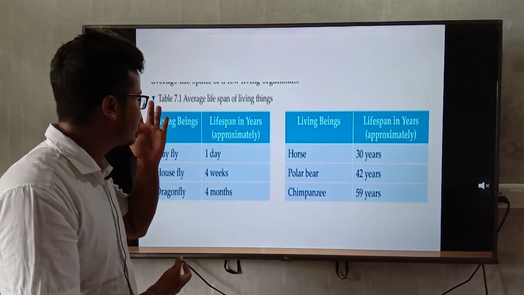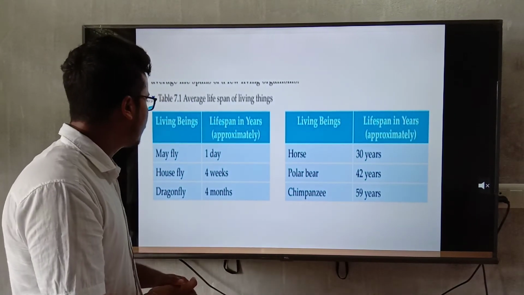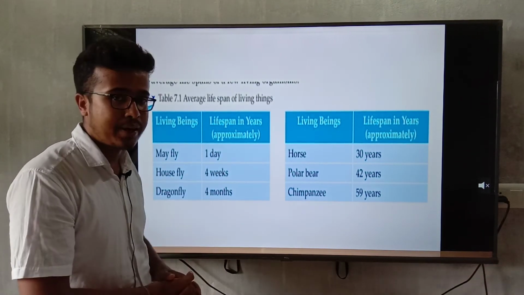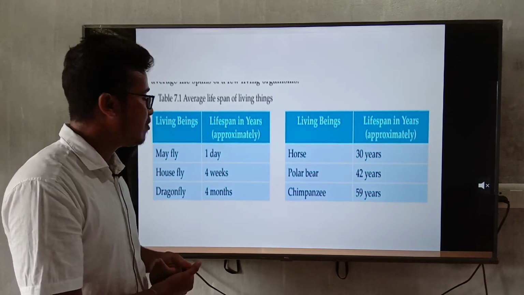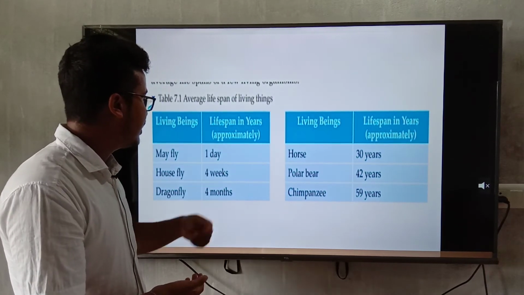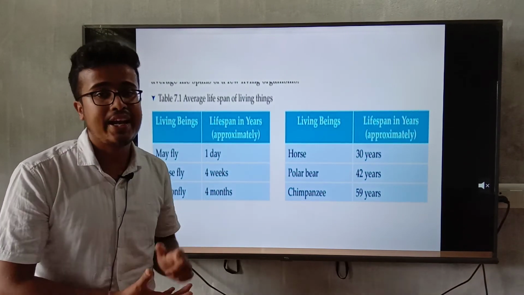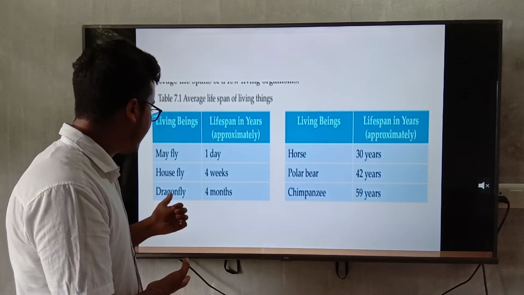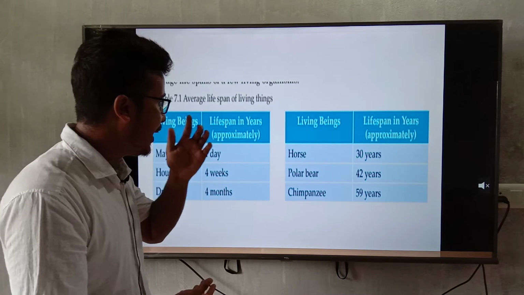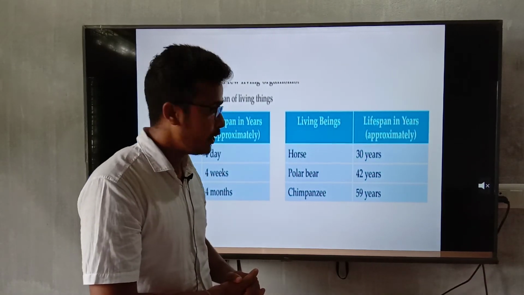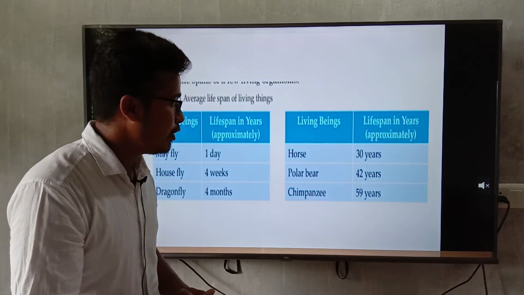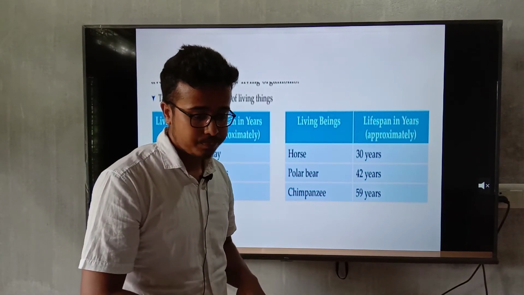Here is a table of some organisms. Here are the names of the living beings, and here their lifespan. Number one is the mayfly, whose lifespan is only 1 day. Housefly 4 weeks, dragonfly 4 months, horse 30 years, polar bear 42 years, chimpanzee 59 years.